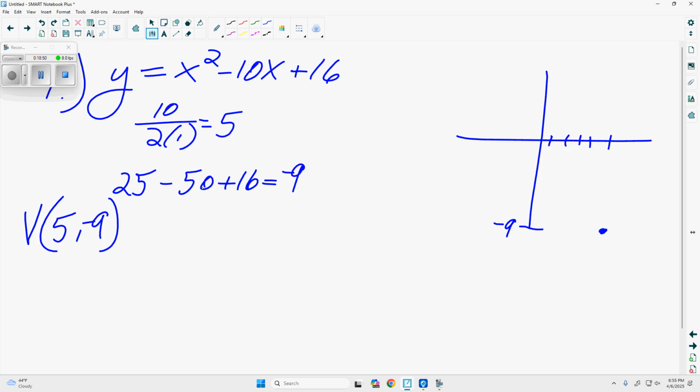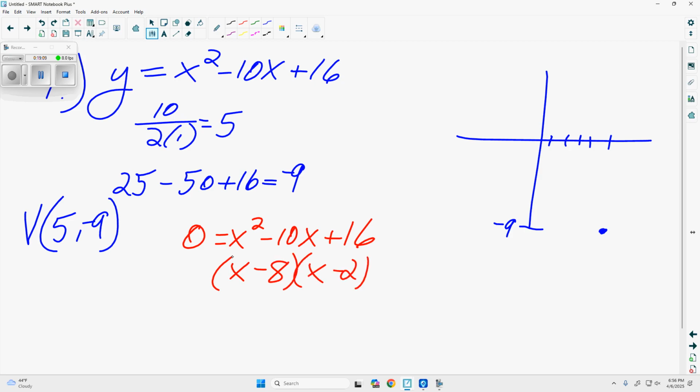But now, can we factor it? I sure hope so. 0 equals x squared minus 10x plus 16. You guys are all factoring pros. What two numbers multiply to give you 16 and give you a negative 10? Did you say x minus 8 and x minus 2? Well, they're equal to 0 because we're trying to find the x-intercepts or the roots, right? So that means that x equals 8 and 2.